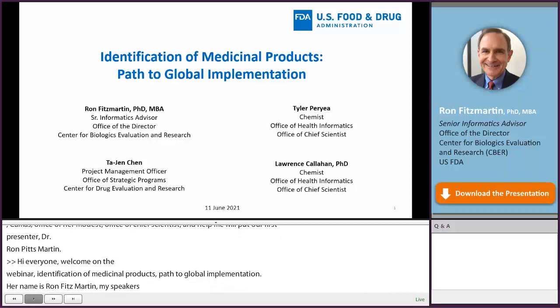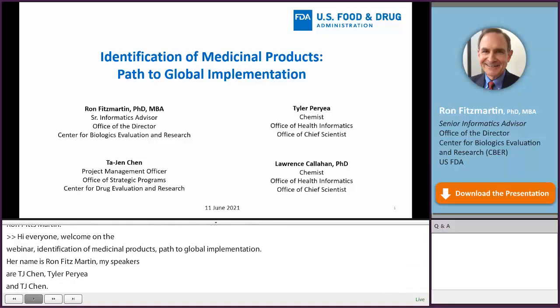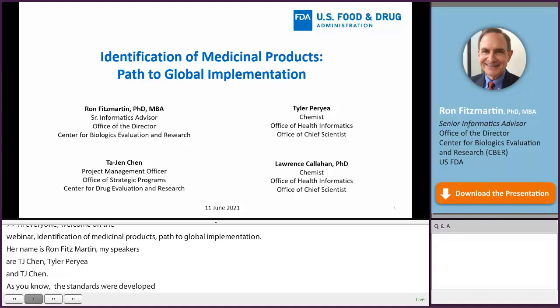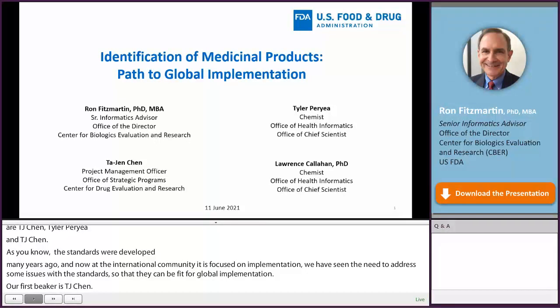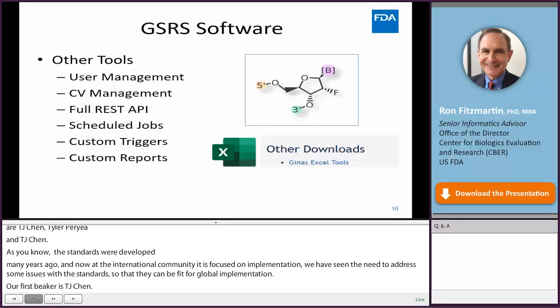As you may know, the ISO IDMP standards were developed many years ago. And now, as the international community is focused on implementation, we have seen the need to address some issues with the standards so that they can be fit for global implementation. Our first speaker is TJ Chen. He will provide an update on the work we have been doing with ISO TC215 Workgroup 6 and WHO UMC to address the issues with the use of control vocabulary management.